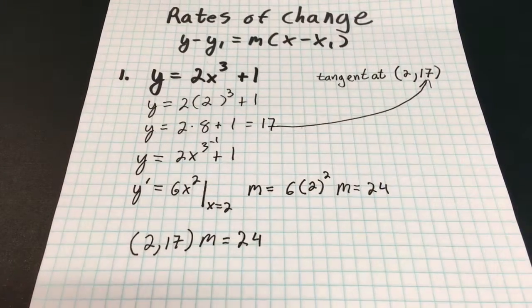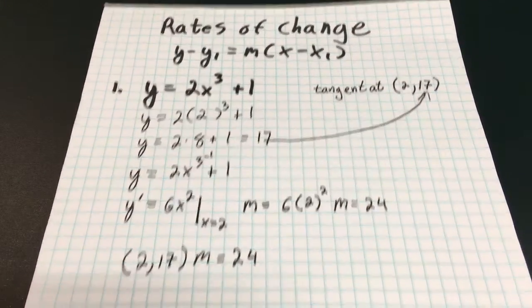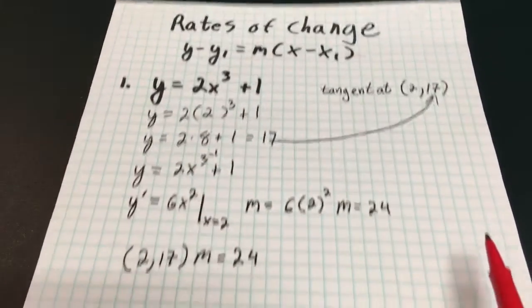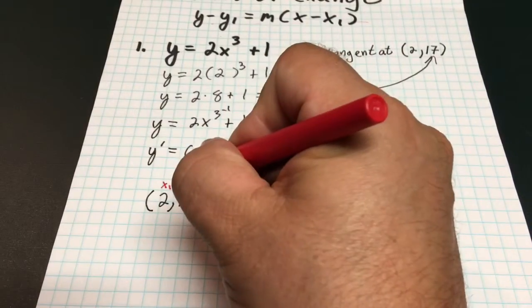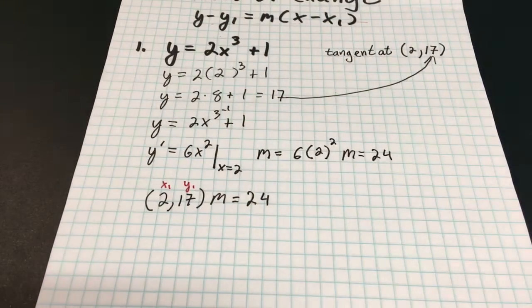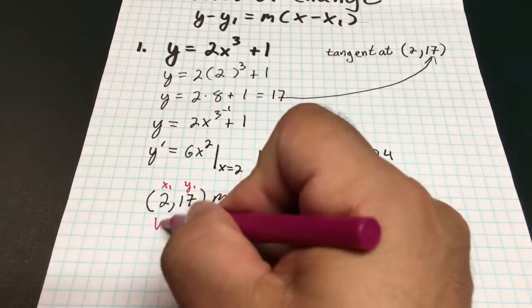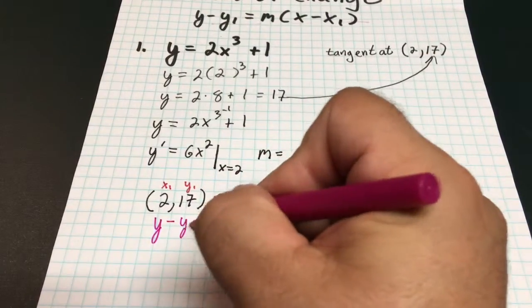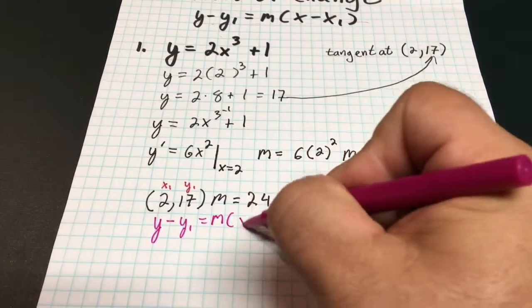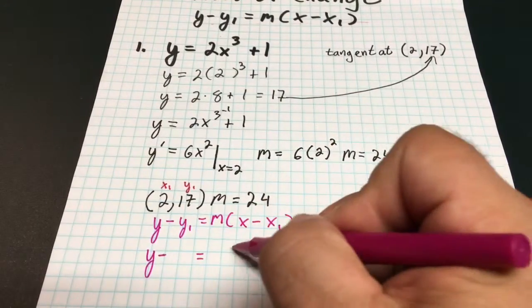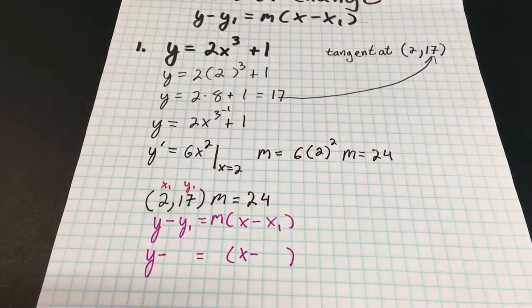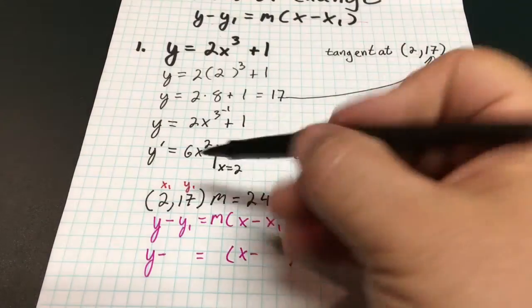So now I'm going to use this old algebra 1 formula, the point slope formula, because I now have a point and the slope. I'm going to label this as my x sub 1, and this is my y sub 1. Just as a reminder, y minus y sub 1 equals m times x minus x sub 1. Y minus something equals something times x minus something. Good review.